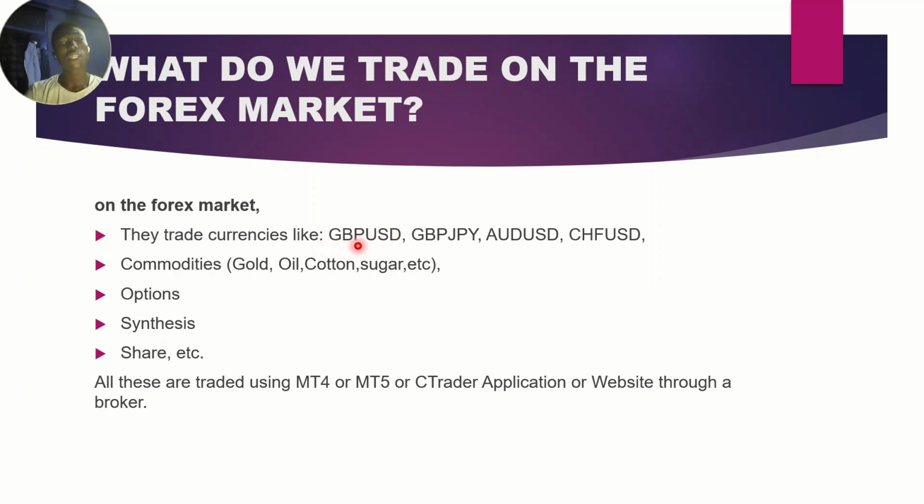So how did we come about the GBP/USD? Somebody may ask. These are called currency pairs. A combination of 2 currencies is called a pair. That is what we trade on the forex market. We have USD as a major currency, GBP as a major currency, AUD as a major currency, CHF as a major currency. There are 8 currencies. We have Euro as a major currency. So these are major currencies that you can trade on the forex market.